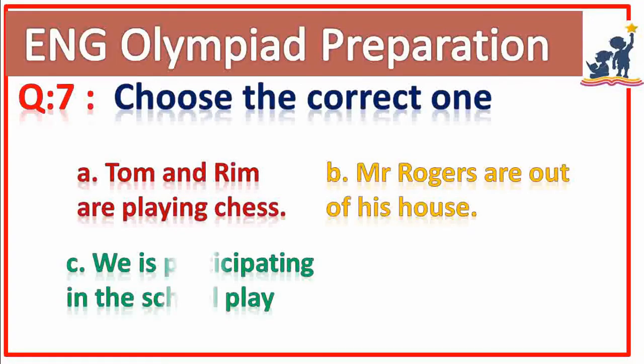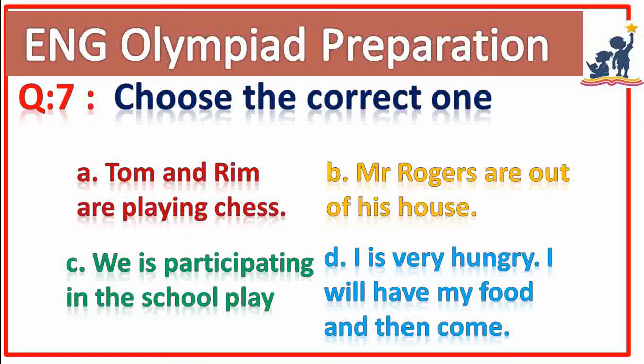Question number 7. Choose the correct one. Option A. Tom and Reem are playing chess. Option B. Mr. Rogers are out of his house. Option C. We is participating in the school play. Option D. I is very hungry. I will have my food and then come. Option A is correct, because here also the sentence is in plural form. So we use are to complete the sentence.